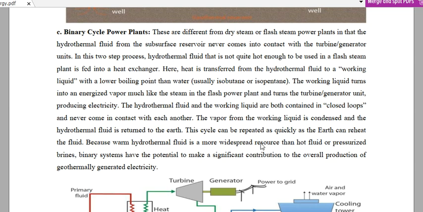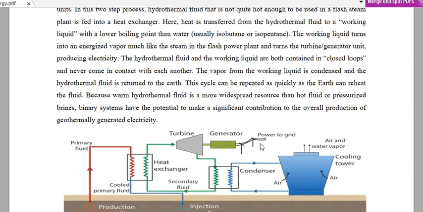This isopentane or isobutane is named as working fluid because it comes directly in contact with the turbine. So this fluid is condensed after using it in the turbine and used again and again in the cycle. But the hydrothermal fluid, or our water which is received from the earth, is re-injected into the earth, as was the case in dry steam or liquid dominated power plants or flash steam power plants.